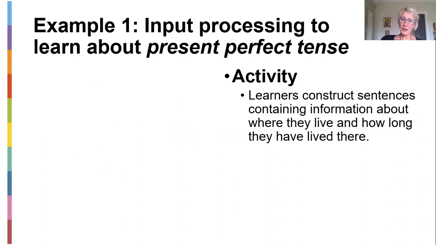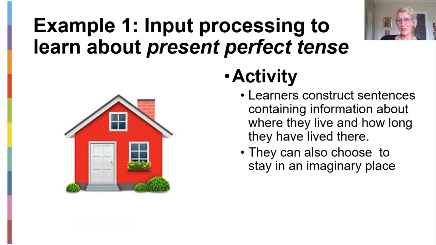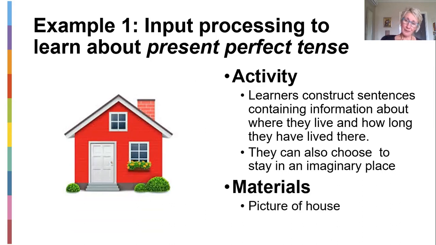You get the learners to construct sentences containing information about where they live and how long they've lived there. So this is the content: where do you live now and how long have you lived there? Let's look at how this can work. There's my house, that's where I live. They can choose to use the actual place where they stay or an imaginary place. Then they'll need a picture of a house and three random past dates, could be 2020, 2018, and 2030, for instance.